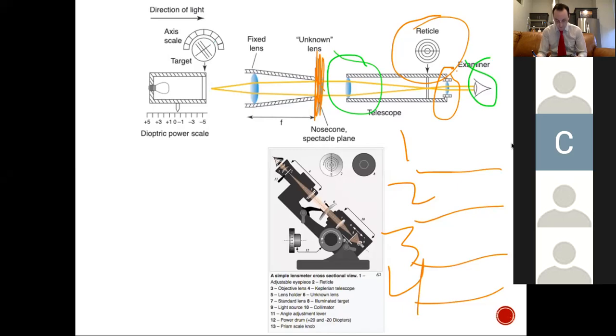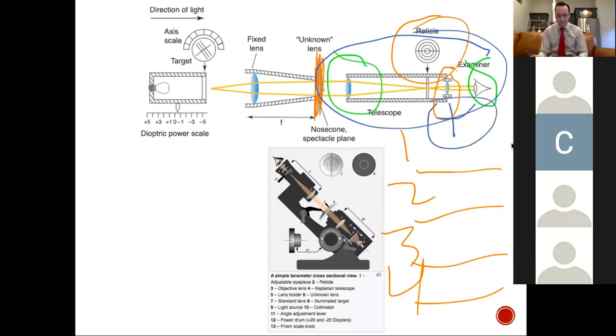So this guy right here would represent our lens, okay? And within this system, we have a telescope, okay? And specifically, we have a Keplerian telescope, okay? Why do we have a Keplerian telescope? Well, specifically because we have a plus lens for the ocular, we have a plus lens for the objective, okay?